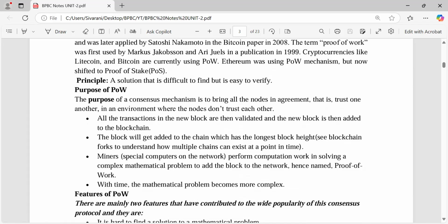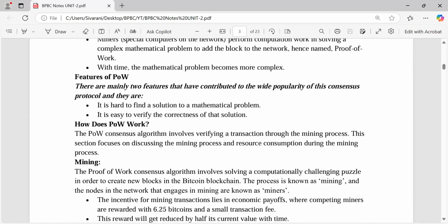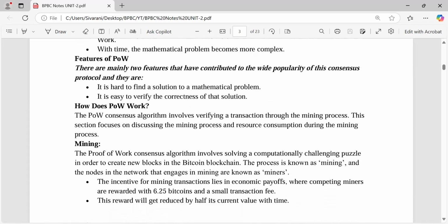The miners, the special computers on the network, perform computational work in solving a complex mathematical problem to add the block to the network, hence named proof of work. With time, the mathematical problem becomes more complex. Two features have contributed to the wide popularity of the consensus: it is hard to find a solution to a mathematical problem, and it is very easy to verify the correctness of that solution. How does PoW work?